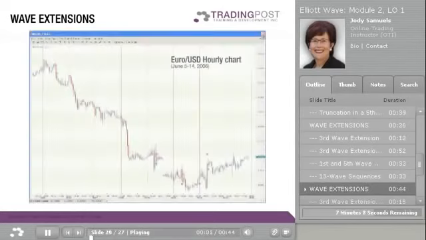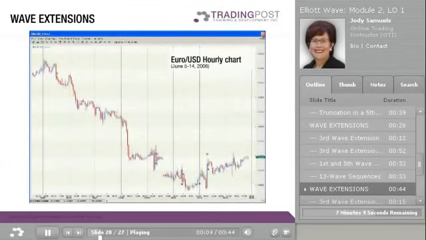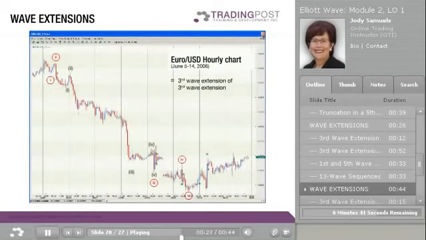This is an example of a wave extension in the Euro-USD hourly chart from June 5, 2006 to June 14, 2006. This is a 5-wave sequence that appears to go on and on. When we look at it more closely, we see it as a series of extensions. In fact, we notice that it is a third wave extension of a third wave extension with 13 subwaves.